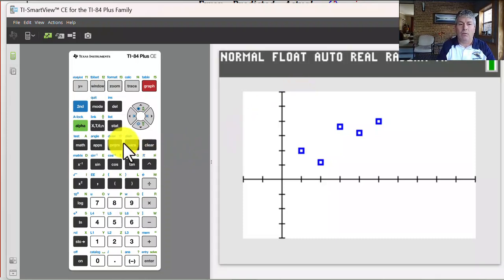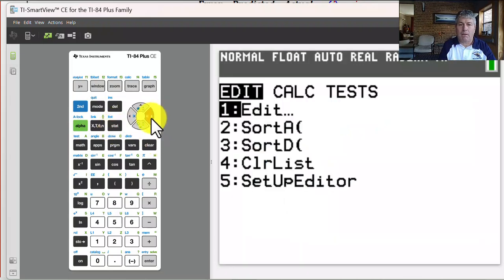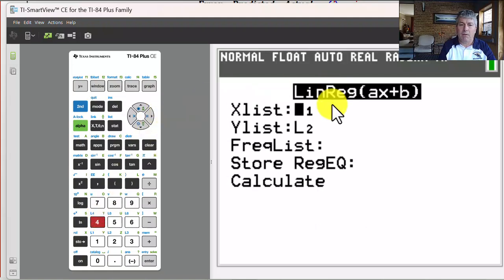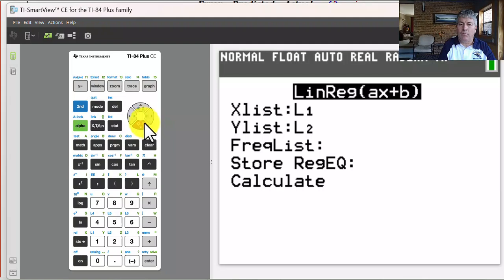Now we want to do our linear regression. So a little review of that. We can go back into stat, calc. We're going to do a linear regression. We're going to draw from list 1 and list 2. But now we're going to do something a little different.